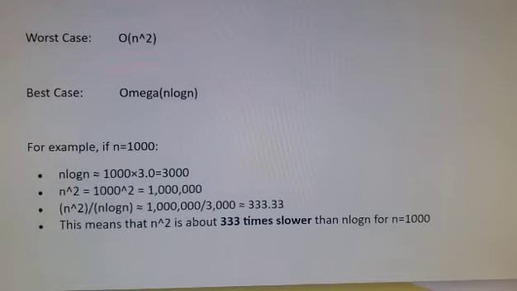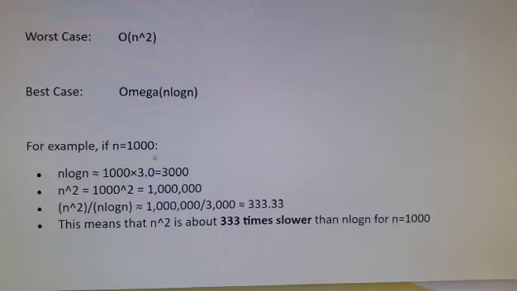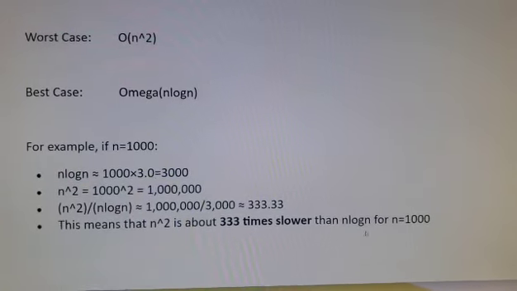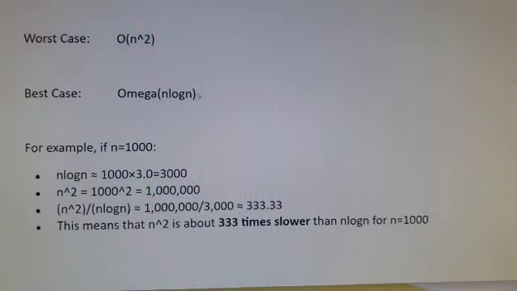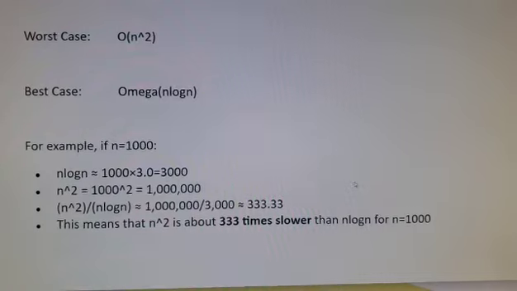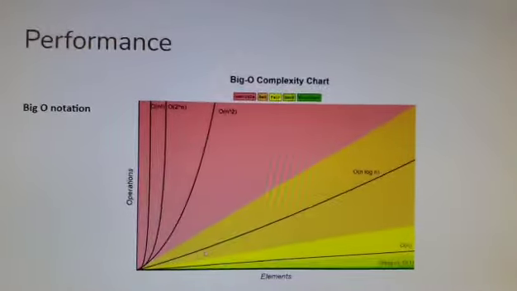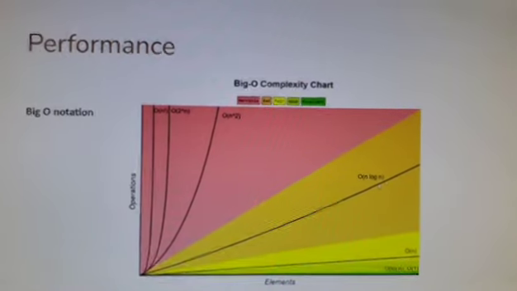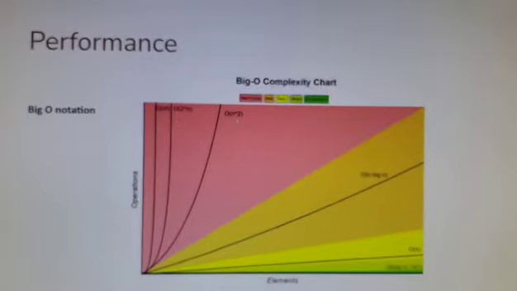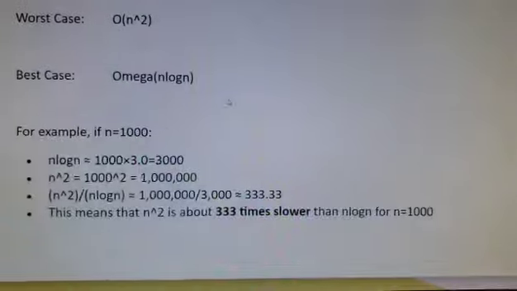If n is 1000, it means that the list is 1000 items long. It's going to take 333 times slower for n squared than n log n to sort the same list, which makes sense since here we have n log n, and then here we have n squared right here. So it's a lot faster.